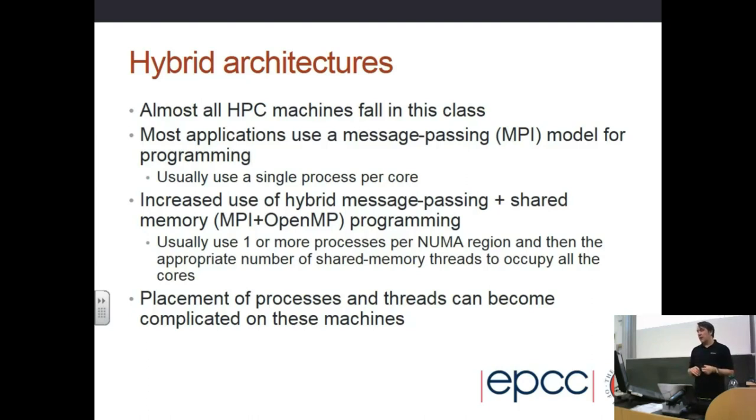It all becomes quite complicated because you have multiple processes that you want to distribute across multiple nodes, and within each node you have multiple threads you want to distribute across multiple cores. The details become a bit complicated, but the conceptual level is quite straightforward.